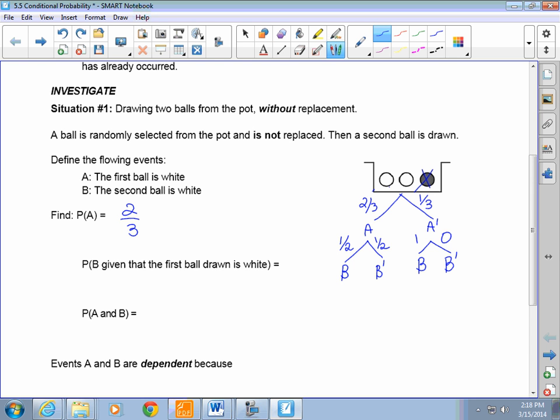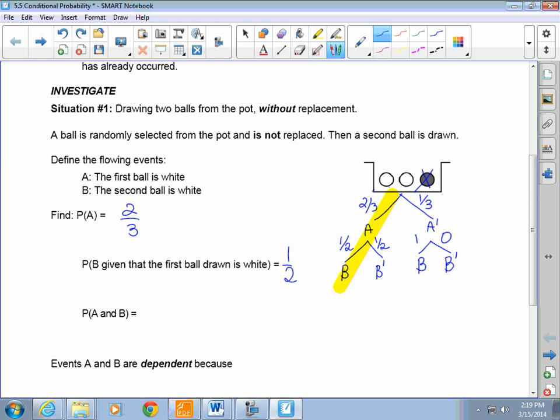So the probability of B happening, given that the first ball drawn is white, I'm looking then at this side here. Given that highlighted side, the probability that the first ball drawn was white was 2/3. Once I've taken that selection out of there, the probability then of that second ball drawn being white is 1/2.